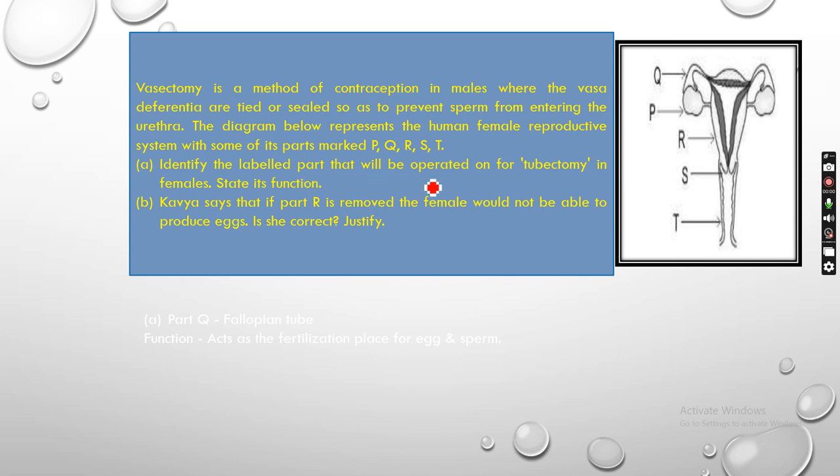Identify the labeled part that will be operated on for tubectomy in females. State its function. So from this we have to say which part will undergo tubectomy. Okay, so vasectomy is done in males, tubectomy is done in females. Tubectomy is the cutting of the fallopian tubes. Okay, the fallopian tubes are cut and sealed.